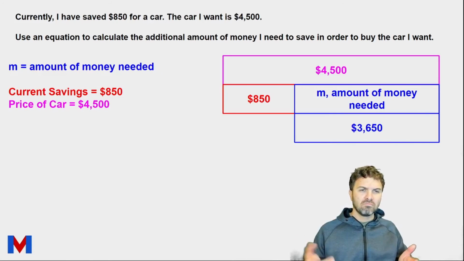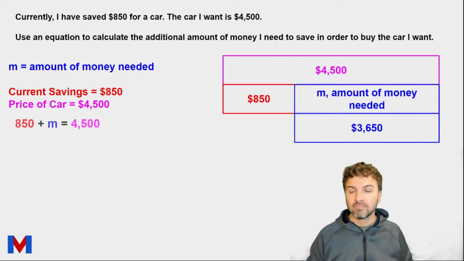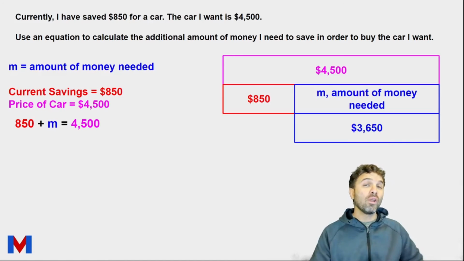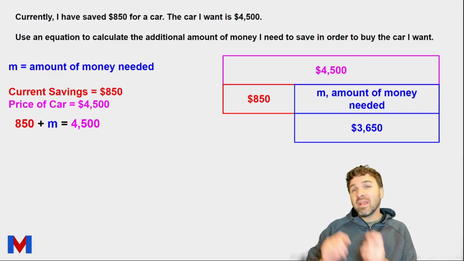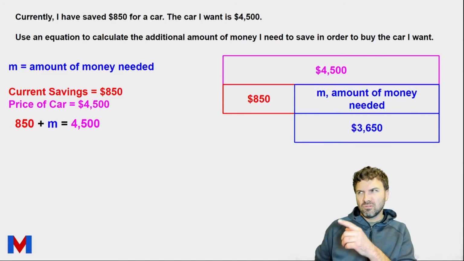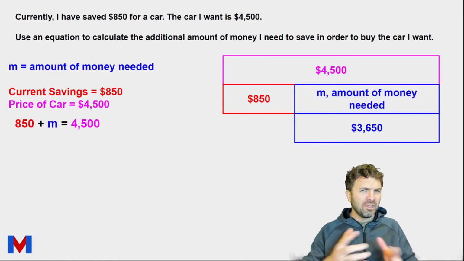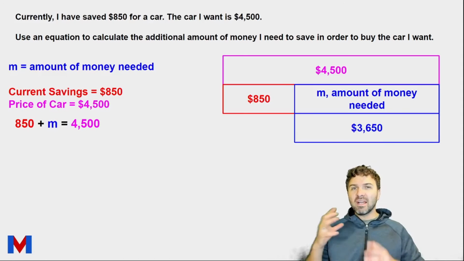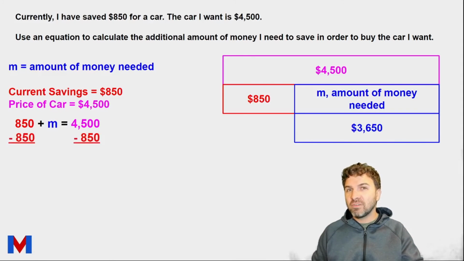Okay, that works. Now let's go look at this more algebraically. I have 850 plus some number equals 4,500. And again, I'm trying to get that M by itself, so I need to get rid of that 850. So I'm going to just subtract 850. 850 minus 850 is 0, right? But again, we're working with an equation here, and the equation means that both sides are the same. So what I do to one side, I've got to do the same thing to the other side, because they're the same. So subtract 850 from both sides.